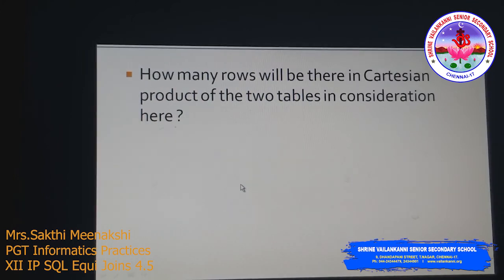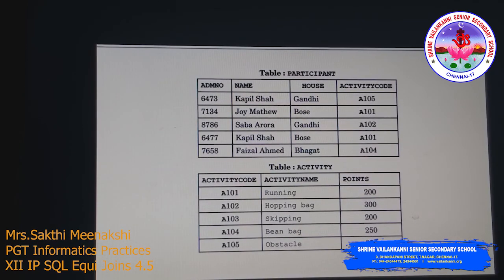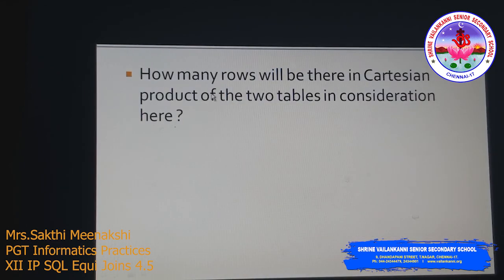So the first query is, how many rows will be there in the Cartesian product of the two tables in consideration here? Okay, so we have two tables. How many rows will you be getting after doing the Cartesian product? In a Cartesian product you have to multiply the number of rows. From the first table we have 5 rows and from the second table we have 5 rows. So in the resultant output you'll be getting 5 into 5, 25 rows. Okay, so 25 rows will be there in the Cartesian product.